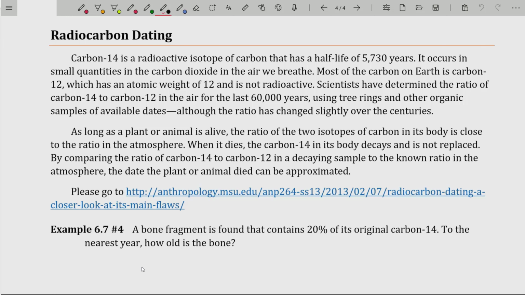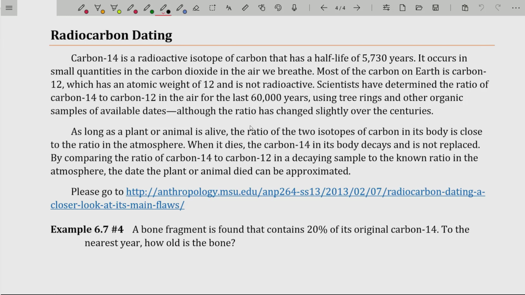And they do this using tree rings and other organic samples of available dates, although the ratios change slightly over the centuries, the ratio of carbon-14 to carbon-12, that is. As long as a plant or an animal is alive, the ratio between the two isotopes of carbon in its body is close to the ratio in the atmosphere at that time. When it dies, the carbon-14 in its body decays and is not replaced.